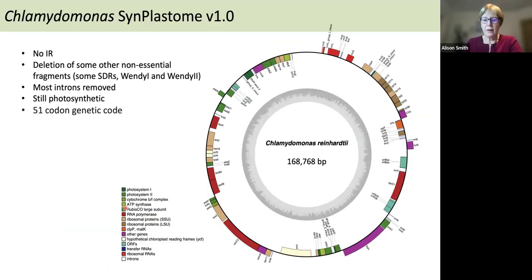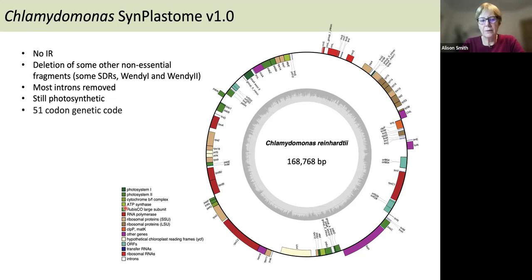And as a consequence, we think we now have a design for our synplastome version 1.0, where there's no inverted repeat. We've deleted all of the non-essential genes, but we're not going to delete the photosynthetic genes in the first version because, as I've said before, the strains grow much more poorly and therefore they're difficult to subsequently modify and handle. But we are going to delete all of the other regions that we've identified as not being essential.